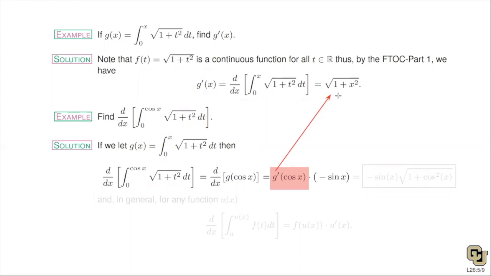So for g prime of cosine of x, I'm going to replace the x squared with cosine of x. And then for my chain rule, I need to do the derivative of the inside. So that inside function is this cosine function. The derivative of cosine is minus sine. And so I've written that in the front here. So here's my final answer: negative sine x, that's the derivative of the inside, and then g prime of cosine x looks like radical 1 plus cosine squared x.